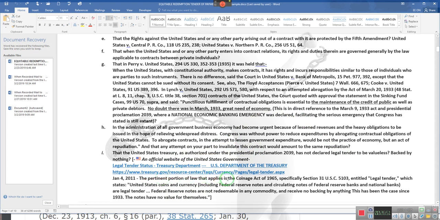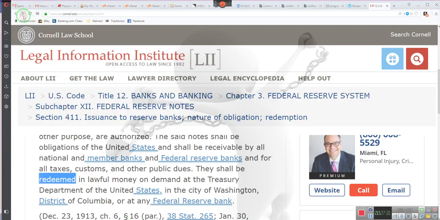In pertinent portion, the law applies to the Congressional Act of 1965, specifically Section 31 U.S. Code 5103, entitled Legal Tender, which states the United States coins and currencies, including Federal Reserve notes and circulating notes of the Federal Reserve Bank and national banks, are legal tender. Federal Reserve notes are not redeemable in any commodity and receive no backing by anything. This has been the case since 1933. The notes have no value for themselves. This is a direct quote. Okay? Now look, I've never been here, but let's see if this says the same thing. Copy. Because you might as well use the act. But it's a direct quote from that law.